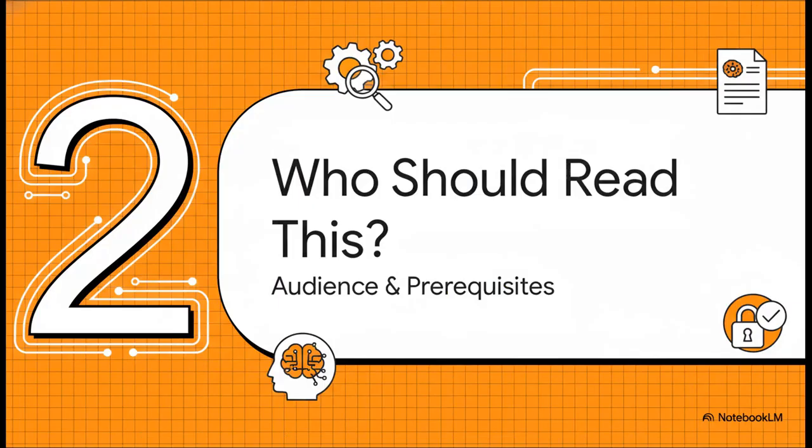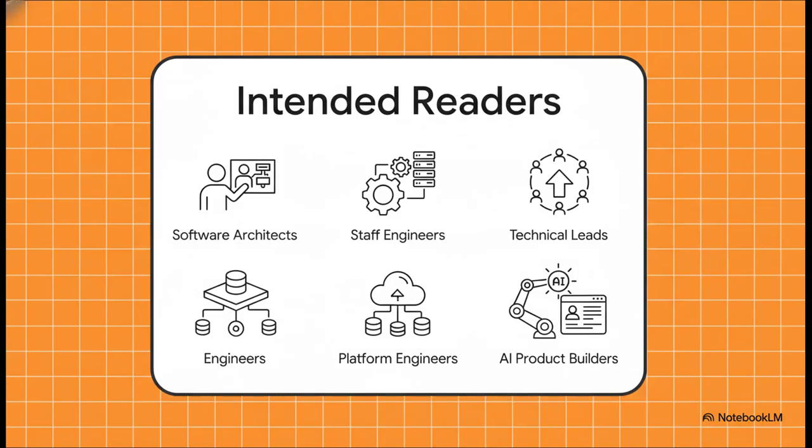Okay, next up, who is this actually for? Let's figure out if this is the right kind of material for you and your team. This guide is really aimed at experienced technical leaders. We're talking about the people making the high-level design decisions, folks like software architects, staff engineers, tech leads, and platform engineers. Basically, if you're building AI products and need to balance that formal engineering rigor with the reality of shipping software, this is for you.